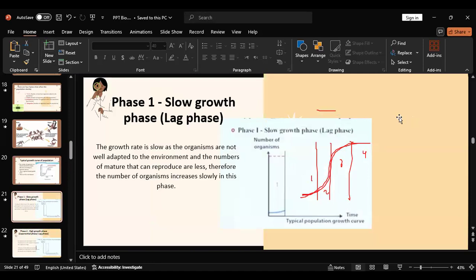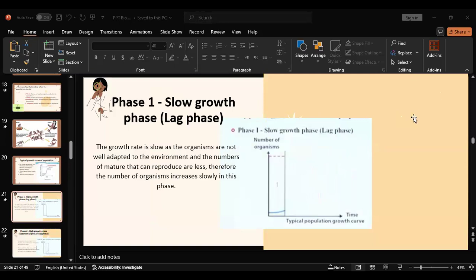Here you know that phase 1 is a slow growth. First of all, you have to know what the phases are. The first phase is the lag phase. The second one is the exponential phase. The third one is the declining phase. The fourth one is the stable one. We will see each and every phase, why it comes like this and what the reasons are.